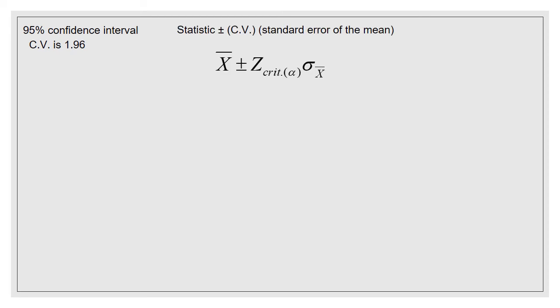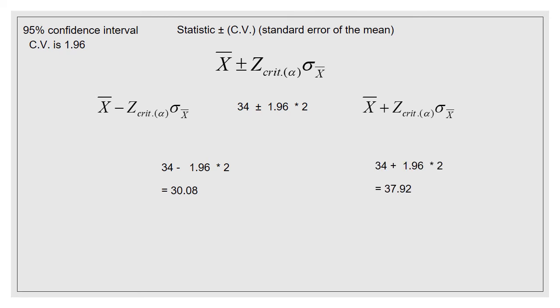Same equation. It's our statistic, in this case the mean, plus or minus the critical value times the standard error. All right, we already set this up. In this case, for the 95% confidence interval, this is our set of equations: 34 plus or minus 1.96 times 2. So we do the negative side, and we calculate a value of 30.08. And we do the positive side, and we calculate a value of 37.92.